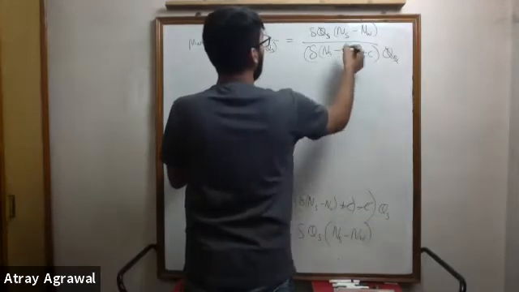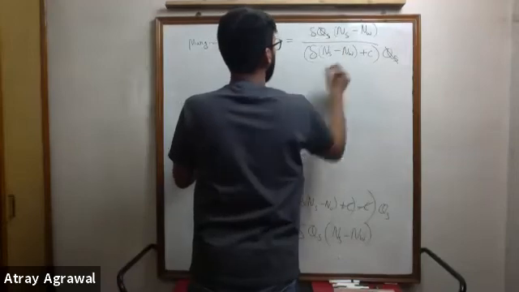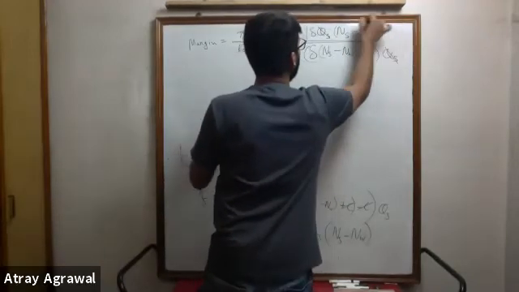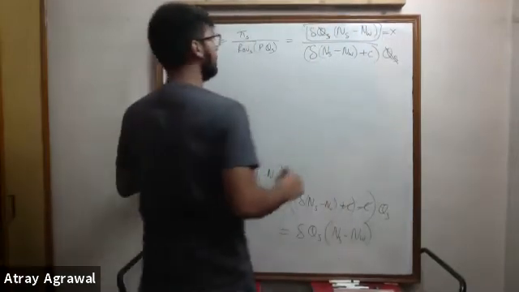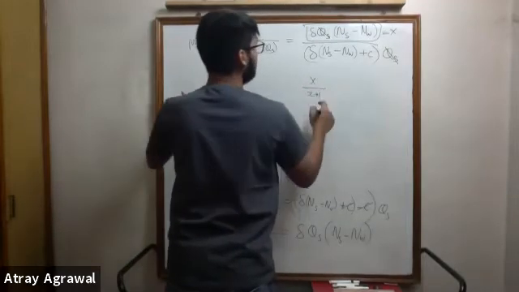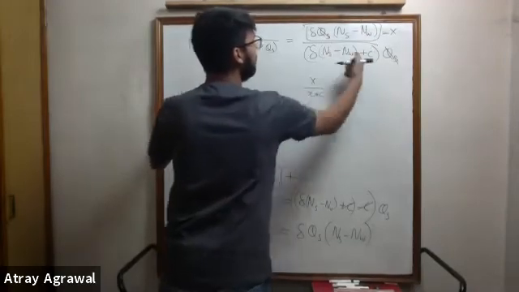Now, just to understand it easily, I will put this whole thing as X, just for the sake of simplicity. So when I put it as X, I get X upon X plus C, right? They are the same.